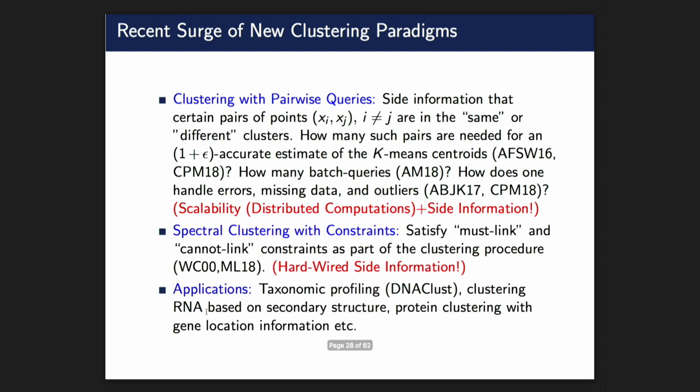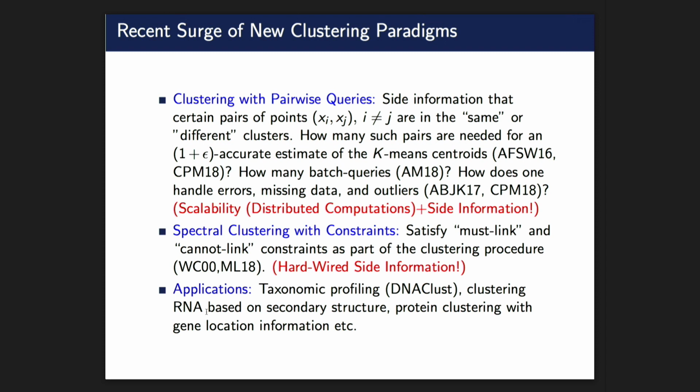So the next topic is spectral clustering with constraints. That is another area that has gained a lot of prominence only in the last few years. It says that very often you have side information. If you're a biologist, you would like to get your hands on some kind of side information or prior information that can go into the problem, make it computationally easier to solve, or produce more meaningful solutions.